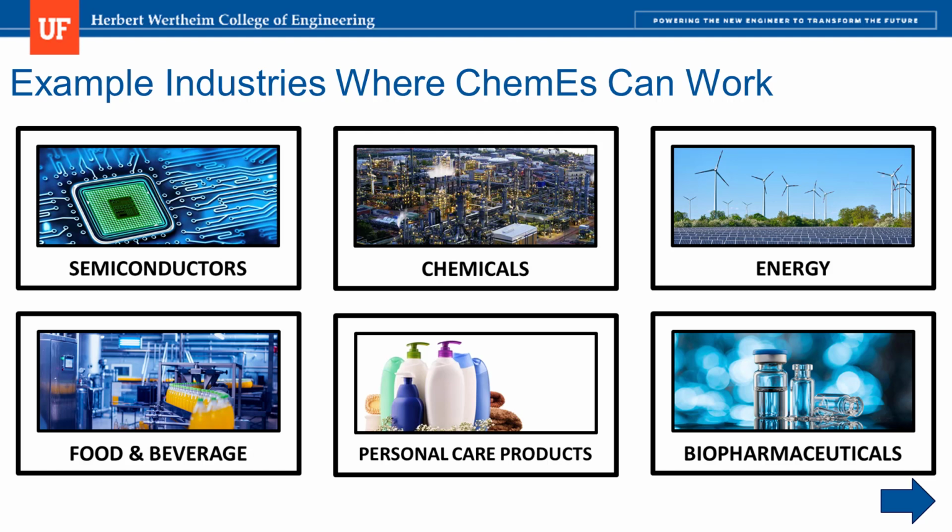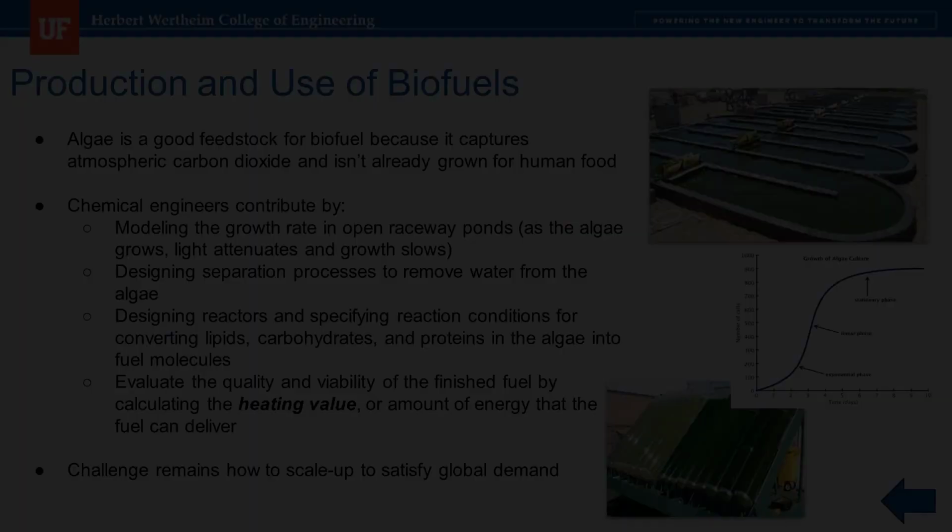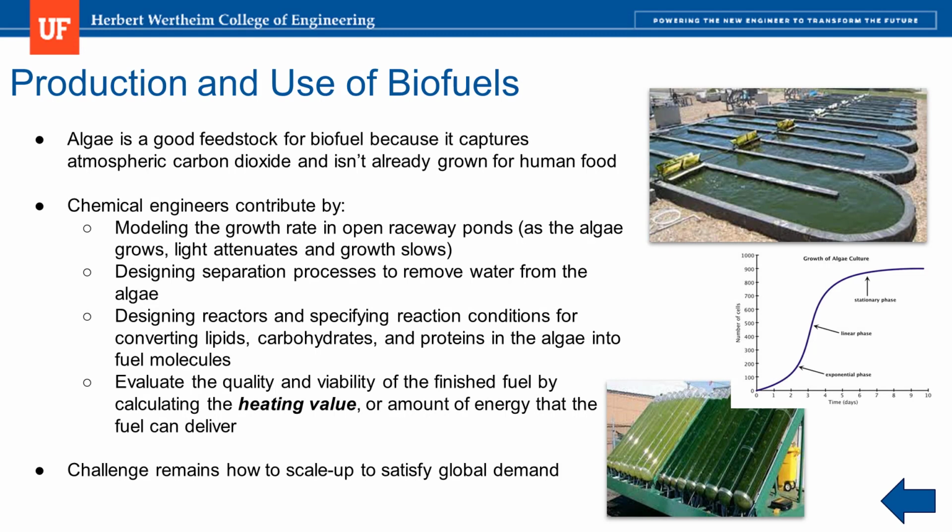Next, let's look closer at a few specific examples of where chemical engineers make an impact in these industries. Chemical engineers are actively researching the production and use of biofuels. Here I'll focus specifically on algae, which has gained interest as a feedstock. It's attractive because it captures carbon dioxide from the atmosphere and isn't grown for human food, in contrast to corn and soy, for example. Algae is grown commercially in open raceway ponds like the one shown in the upper right.